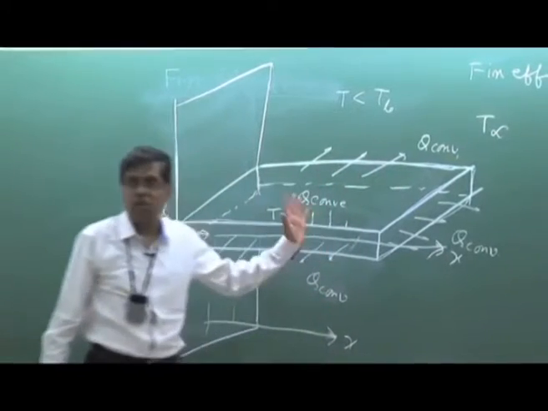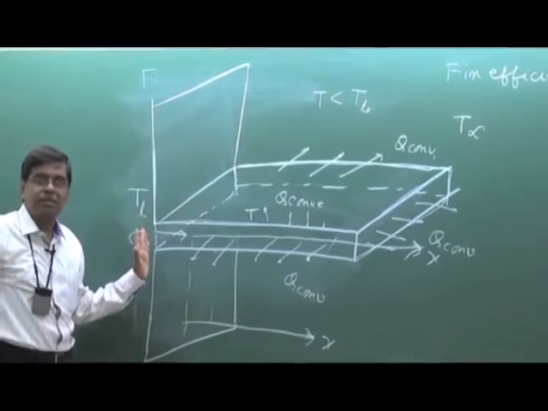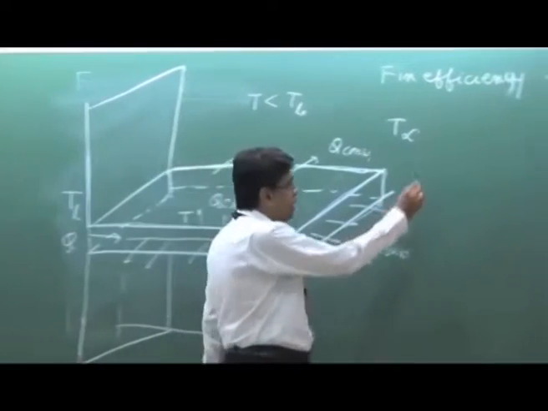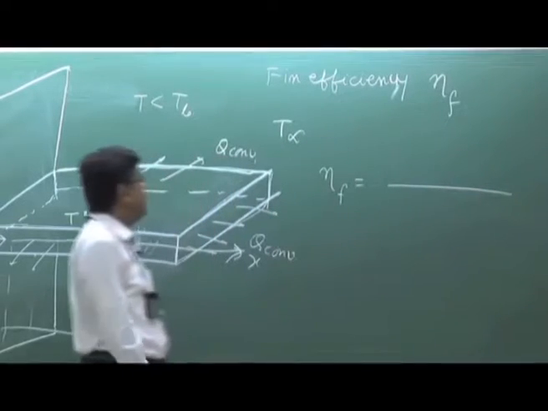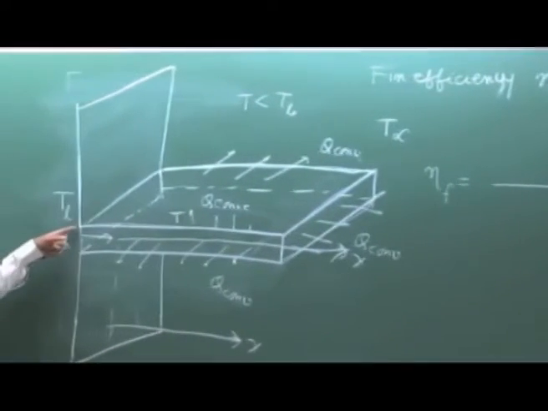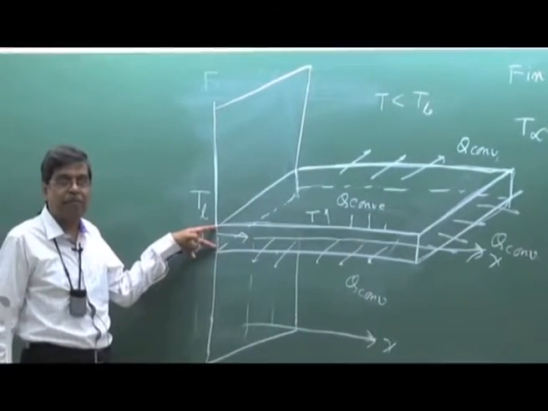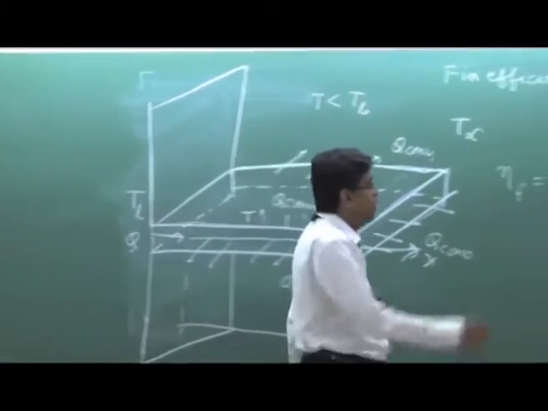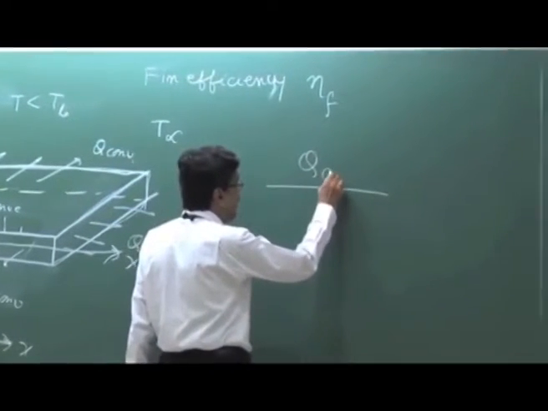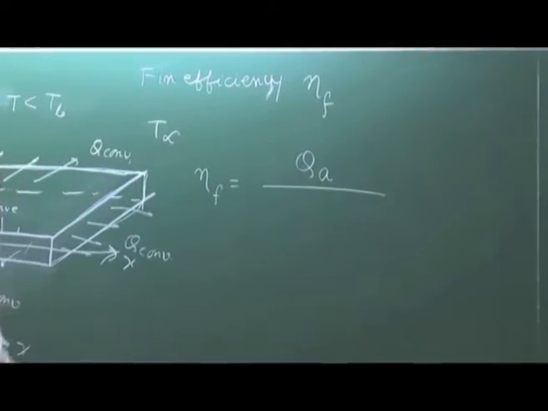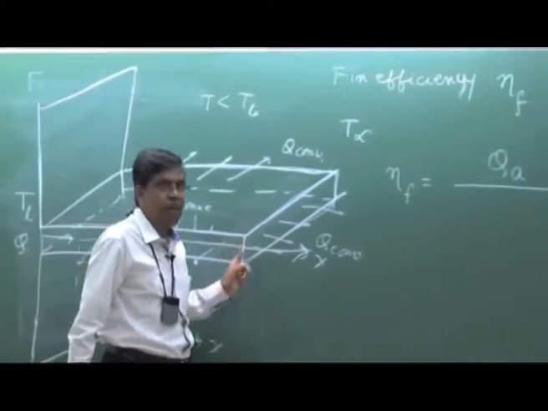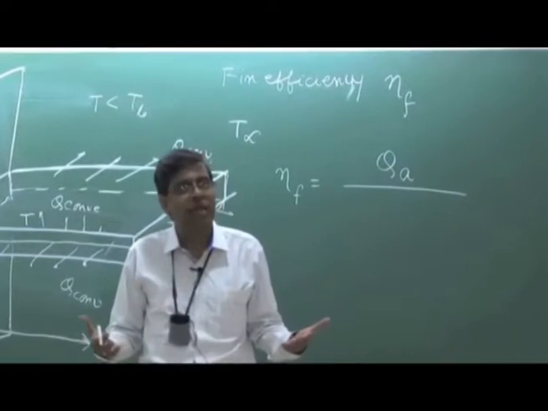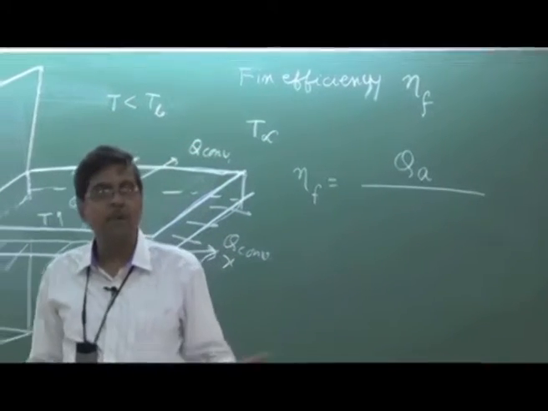Now with this knowledge in background, how does the fin enhance the heat transfer? The efficiency is defined as the actual heat transferred from the base, that means this portion of the base where the fin is added. Let us write this as QA, that is the heat transfer through the base with the attachment of the fin in the actual case. So why am I telling actual case? This is actual.